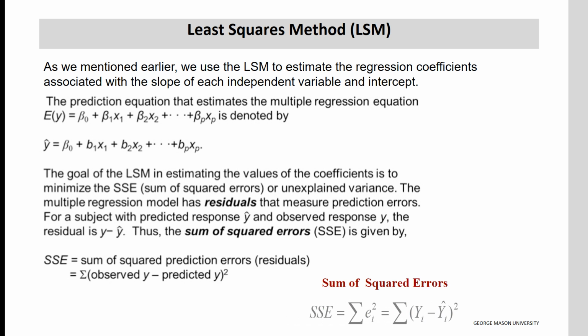The multiple regression model has residuals that measure prediction errors. For a subject with predicted response y hat and observed response y, the residual is the difference between the observed and the predicted value for y. Just like in a simple linear regression model, the sum of squared errors is simply the sum of the squared differences between the observed and the predicted values of y. And it is extremely important that the residuals are computed for a number of reasons. Just like in the simple linear regression case, we will use these to test the assumptions.